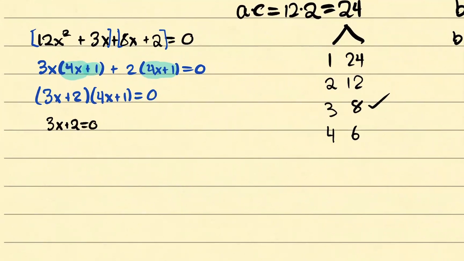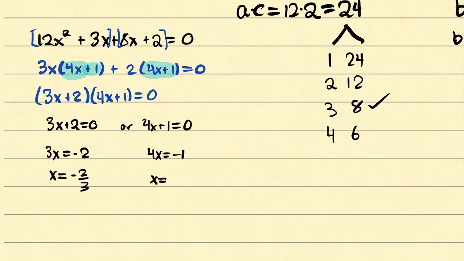So 3x plus 2 is equal to 0, or 4x plus 1 is equal to 0. Doing some rather quick algebra, we get the solutions negative 2/3 and negative 1/4. And these are our solutions.